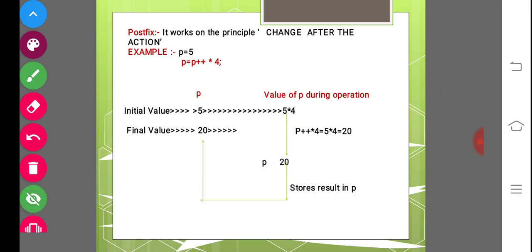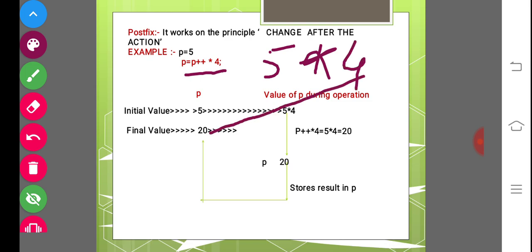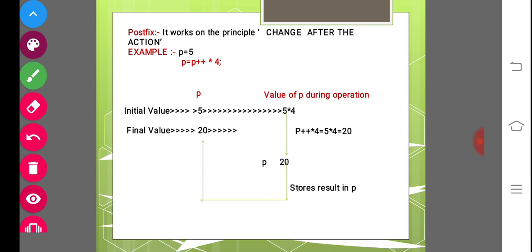In the postfix, it works on the principle change after the action. Here again the p variable is initialized with 5 and this is the expression p++ * 4. Now in the postfix, the difference is that it uses the original value in the expression to get the result. What is the original value of p? 5. So I write 5 multiplied by 4 and the answer is 20. Now what is the initial value of p? 5. What is the final value? 20. So this is the basic difference between prefix and postfix.